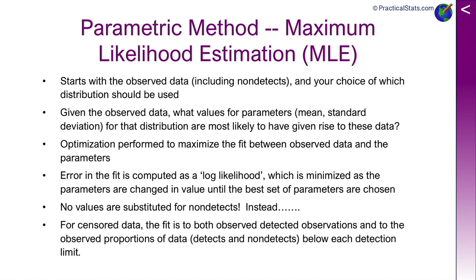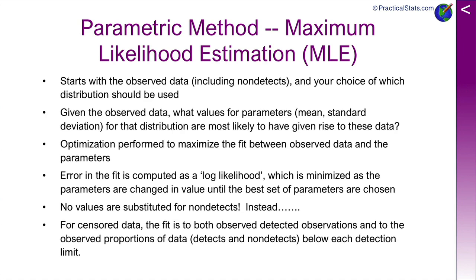So we'll start with the observed data, and then your choice of which distribution should be used. I'm going to use the log normal, since that's what looked like it was a pretty good fit from the Q plot. Given that data, what are the parameters for the mean and the standard deviation for that distribution? So the normal and log normal use the mean and standard deviation as their parameters. Gamma has other parameters, but it's the same idea. So you're fitting a smooth curve to your data, basically. And so which fit is most likely to have given rise to the data, to your observations? That's what you want to know.